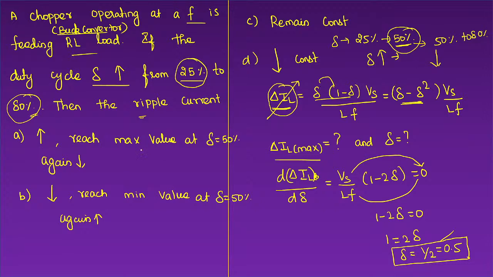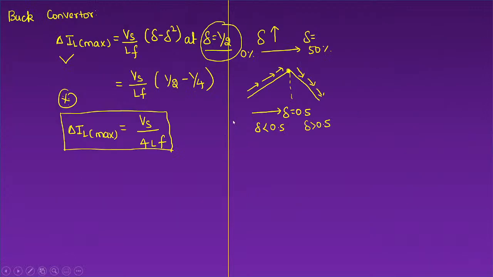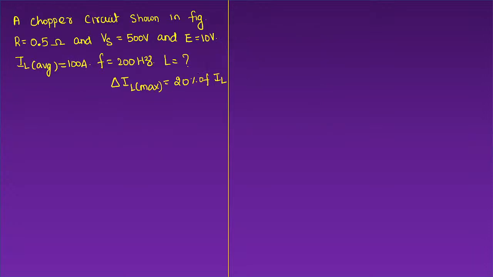What is the correct answer now? It is continuously increasing and reaching its maximum value at delta equal to 50 percent. Further, if I increase the value of delta, then it will decrease. Very good. The correct answer is option A only. Chalo. Now, let us go ahead with the next question.